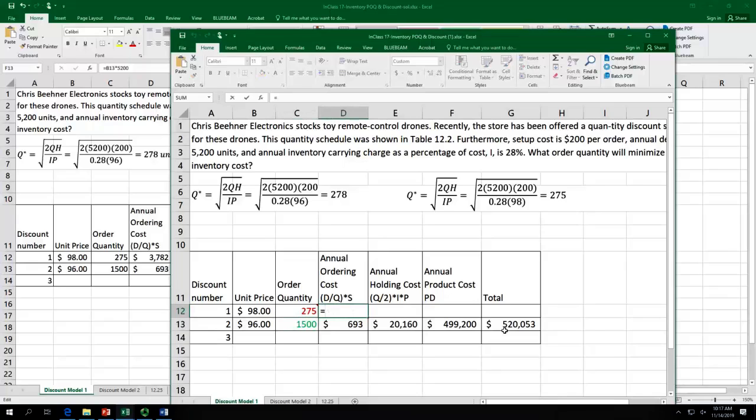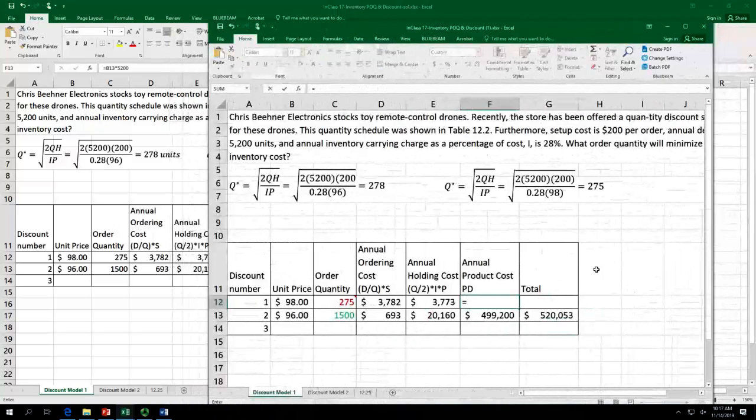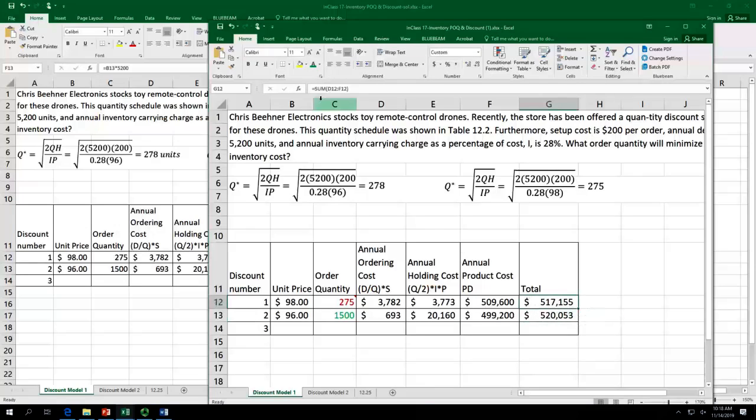For this one, the ordering cost equals 5200 divided by the order quantity, times S equals 200. And the annual holding cost equals Q here divided by 2, times 0.28, times price. And the annual product cost equals this unit price times 5200. And then your sum of the three, that's the total annual inventory cost. It is 517155. And obviously, this is your answer.